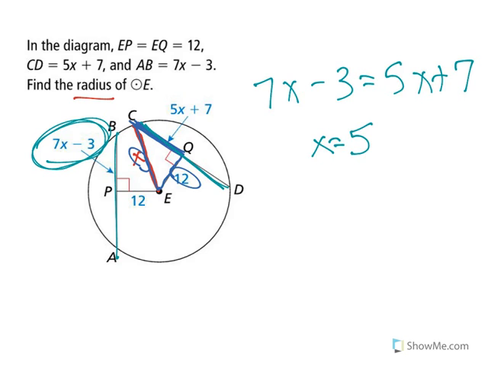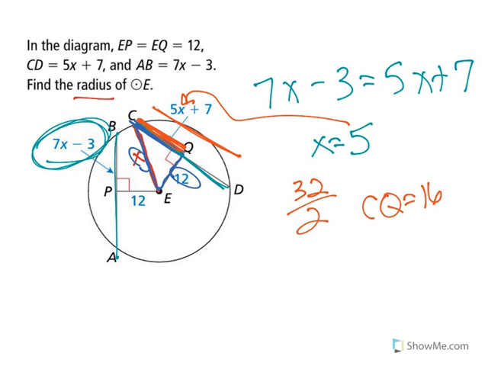So what that means is that we're trying to figure out the CQ, right? Well, if we put the 5 back in, we get 32, and that is actually the whole thing. So to find CQ, we need to cut the 32 in half. So CQ is actually 16.